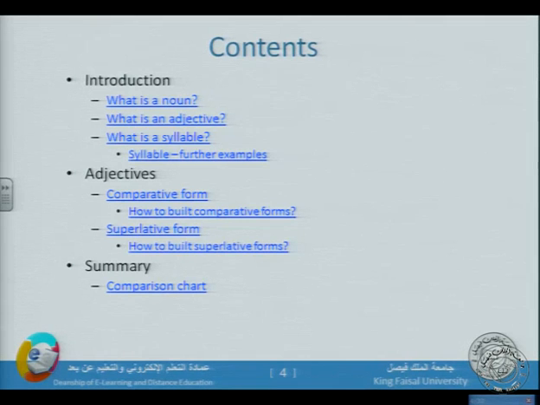And then we will talk about two different forms of adjectives. We have the comparative form and the superlative form, and how to build each one of them. How we can make the comparative form and the superlative form. There will also be a summary of the differences between them. Okay?